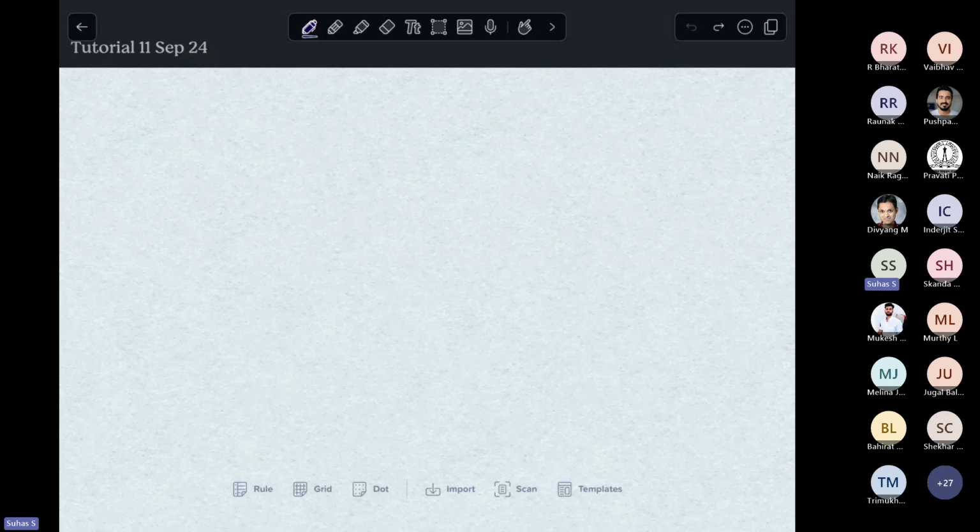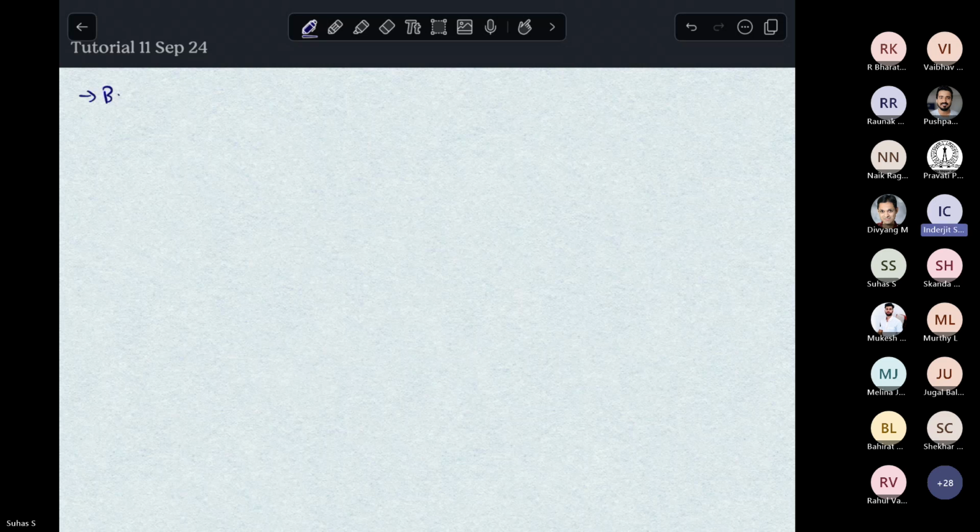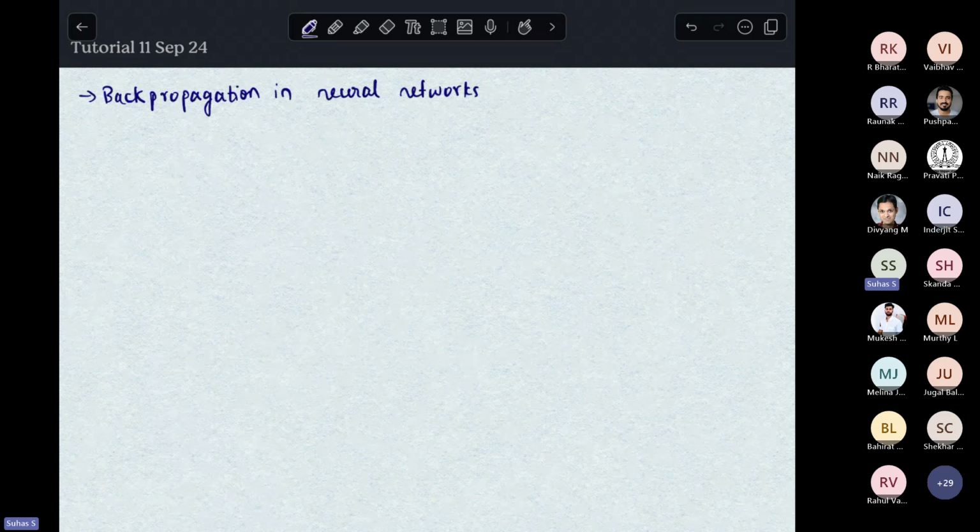So what we'll be doing today is we'll be talking about backpropagation, and specifically, we'll be looking at backpropagation in neural networks. I'll first talk about an example explaining why it is important and what its role is in deep learning. And finally, in the end, we'll hopefully solve one or two questions regarding backpropagation.